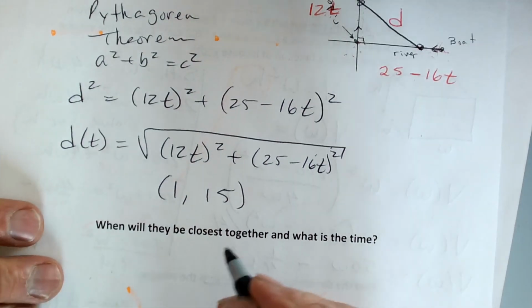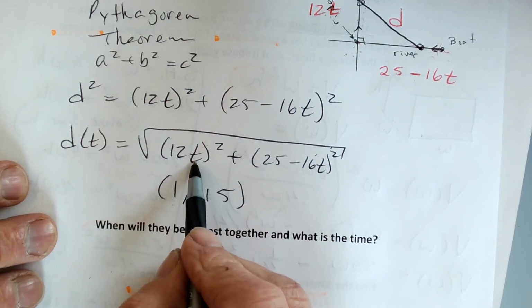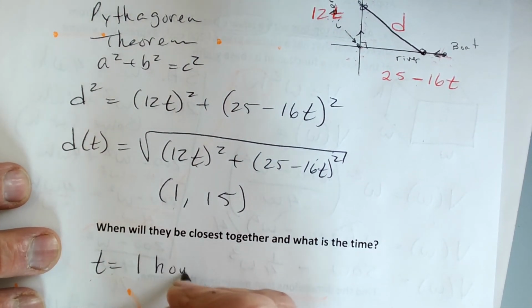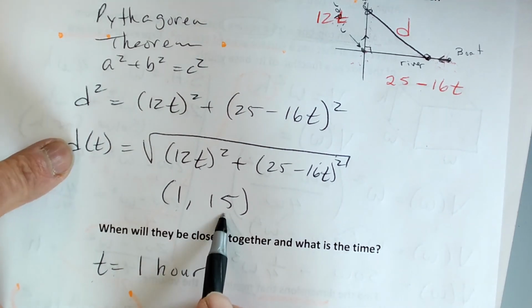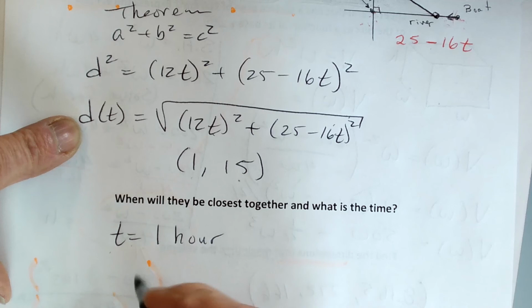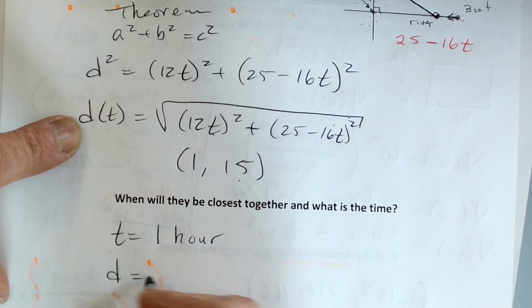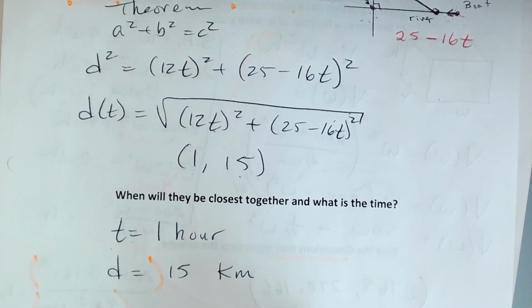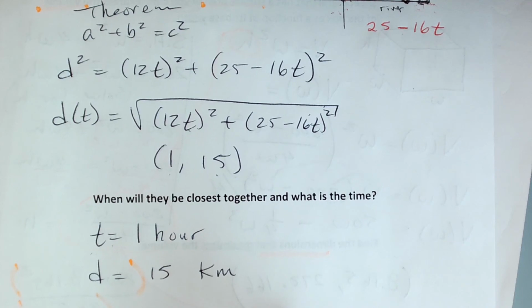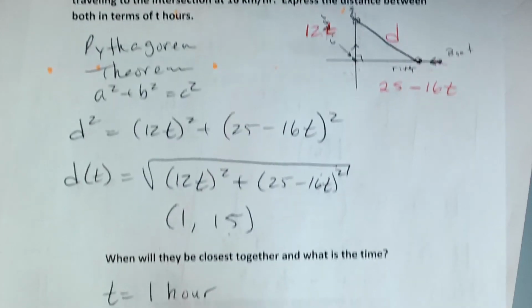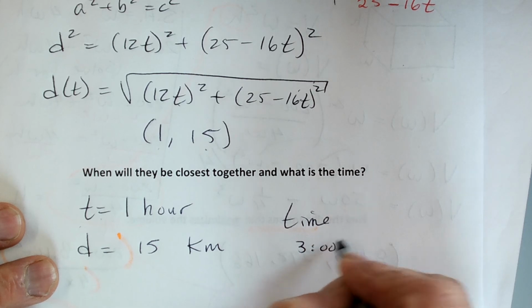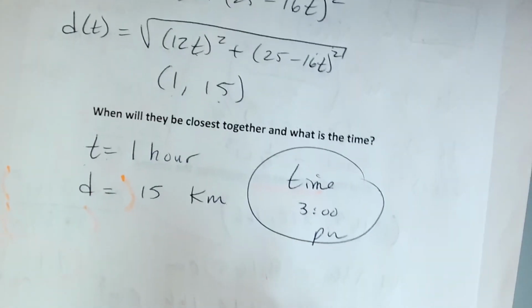So then the 1 is my x, which represents time, and time is an hour. So t equals 1 hour. The 15 represents the y, but the y is distance. So then the distance is equal to 15 kilometers, not miles, okay? So then there's one last thing we have to say. What time is it? Well, what time did they start? They started at 2. So the time is 3 o'clock p.m.